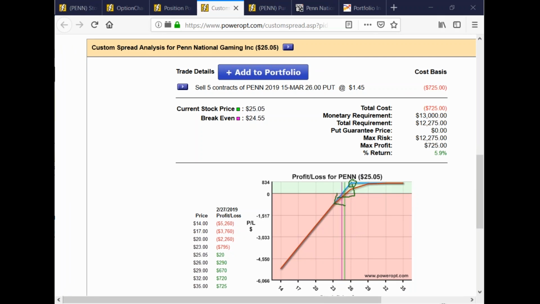Now, as we saw, you don't always have to roll for credit. I mean, the overall net credit was kept in all of our examples. Let me go back one step.